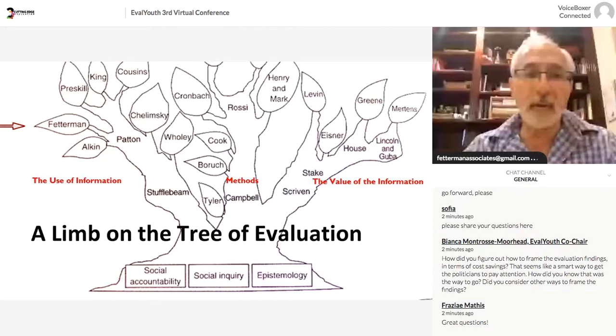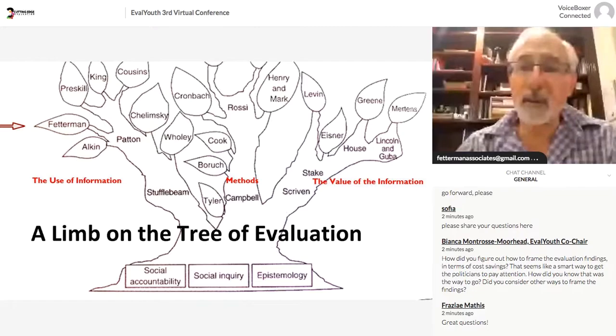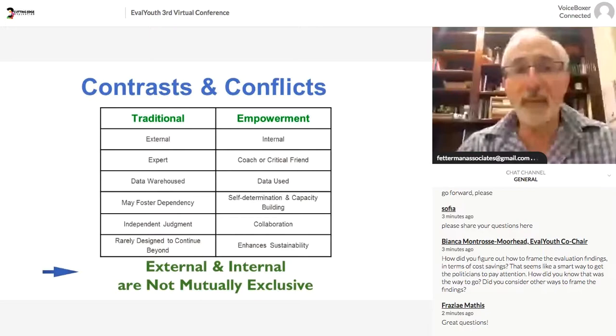In any case, if we have time, I'll tell you a little cute story, if you remind me, about labeling ourselves in different ways methodologically. But for now, I just want to keep giving a highlight. Look at this slide a little bit later if you want to have contrast between traditional and empowerment approaches, just so you have a feel for it.